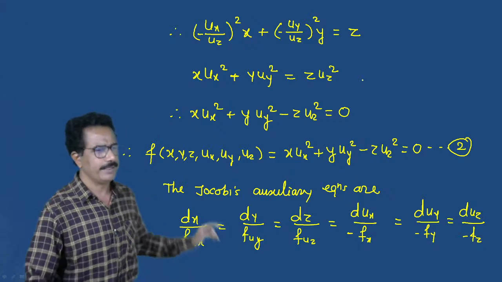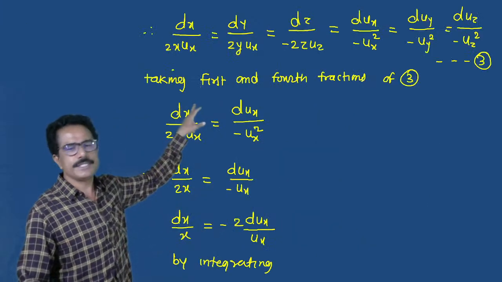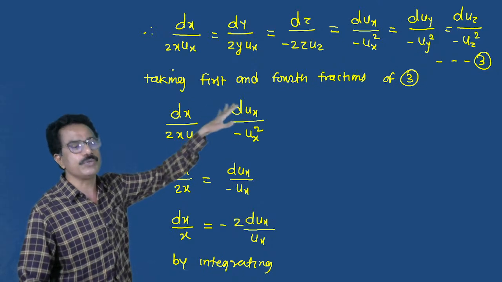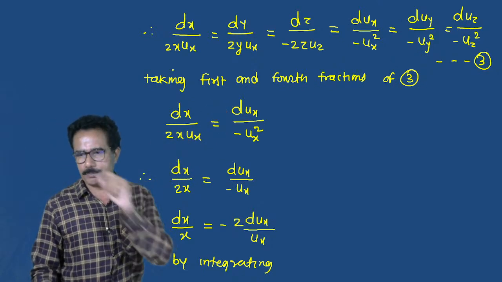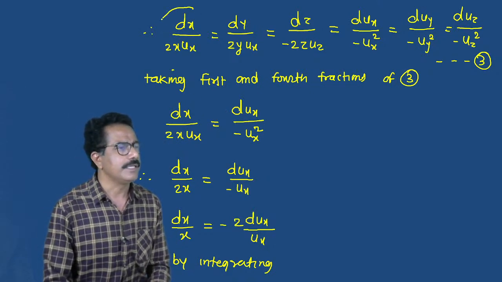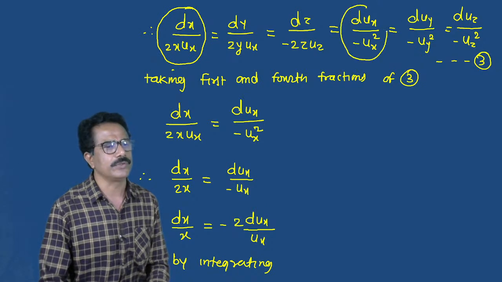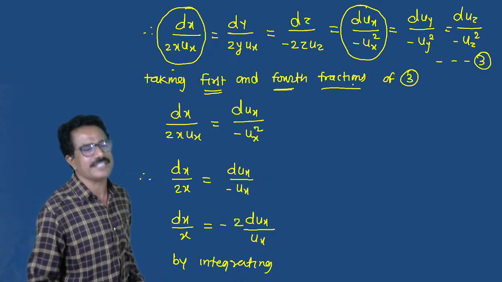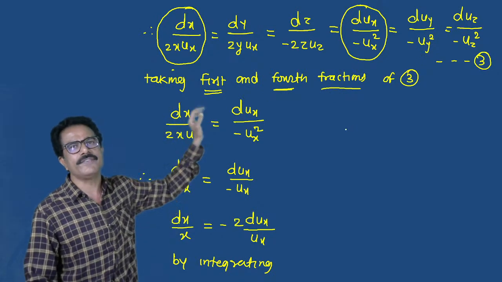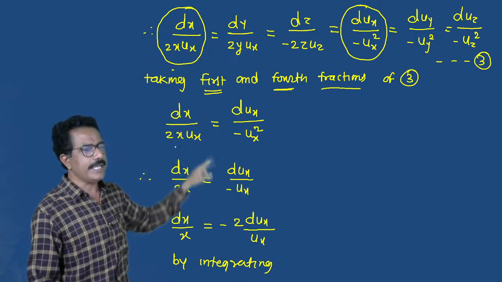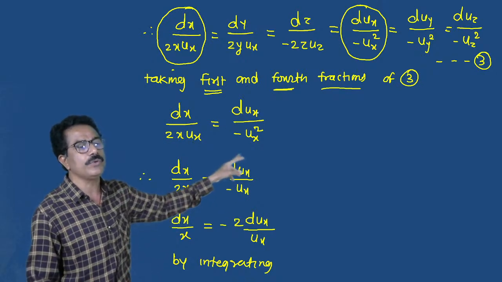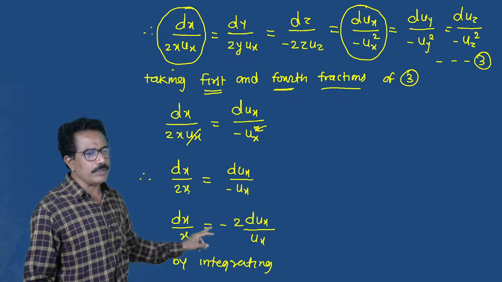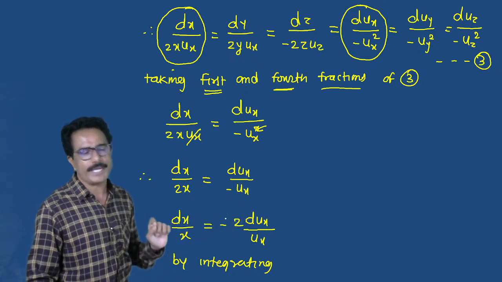ओके ठीक आहे. सो वी कॅन पुट द व्हॅल्यूज ऑफ दिस, ux, uy, uz, f_x, f_y, f_z टेकिंग. नाउ चेक दिस. आता हा खूप महत्त्वाचा आहे, पहा. नाउ चेक दिस. dx, first and fourth. Taking first and fourth fractions. आता फर्स्ट कुठला आहे? dx divided by 2x ux which is equals to dux divided by minus ux square. So this one ux will be cancelled. So dx divided by 2x is equals to dux divided by minus ux.